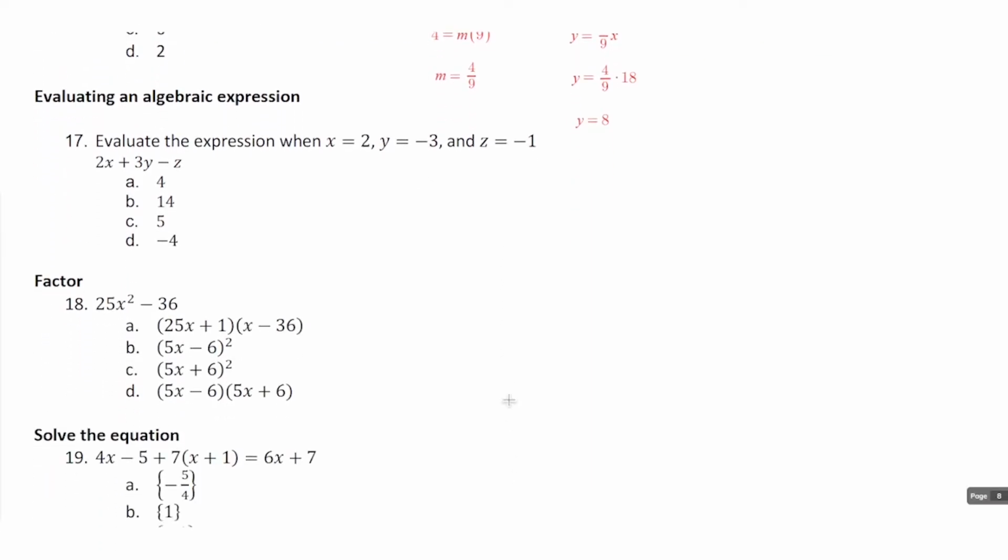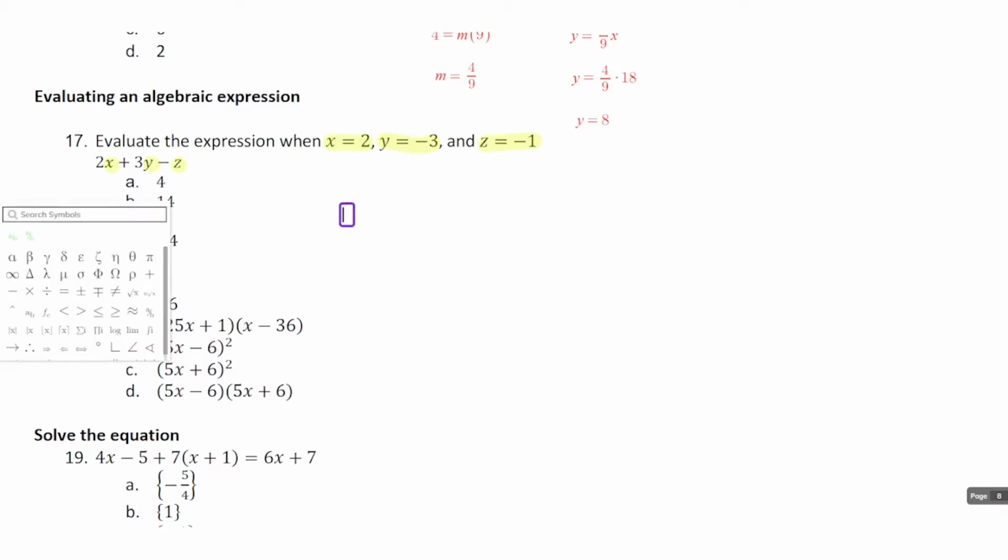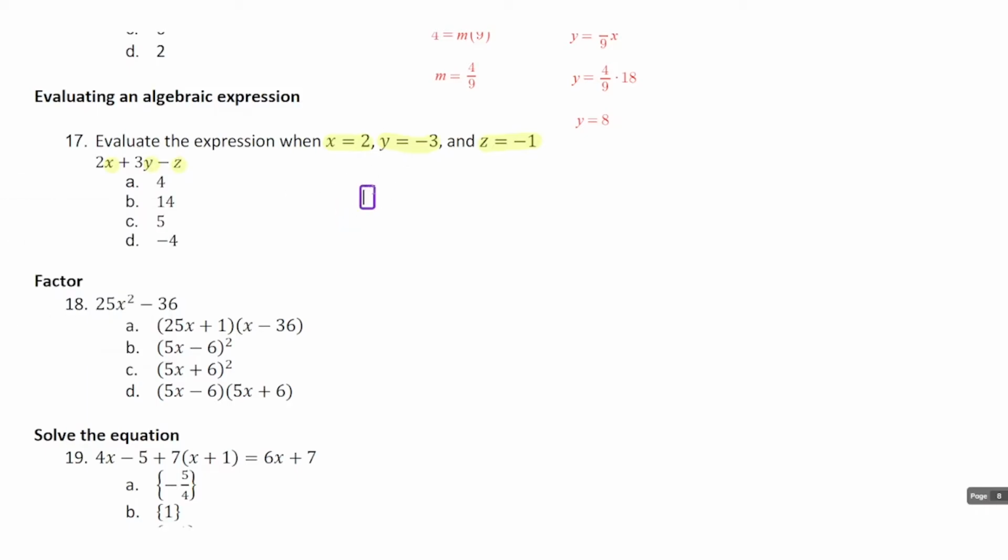Number 17 says, evaluate the expression when x is 2, y is -3, and z is -1. So we've got this expression, and all we need to do really is just plug in 2, -3, and -1 into x, y, and z into the expression. So we've got 2 times 2 plus 3 times -3 minus -1. Just type it in kind of exactly like that, and then put it in your calculator.